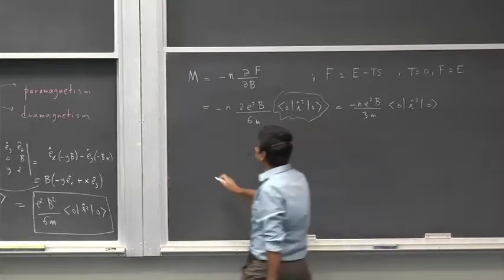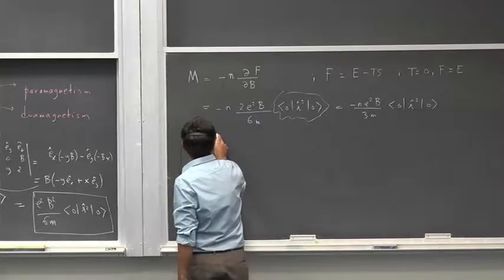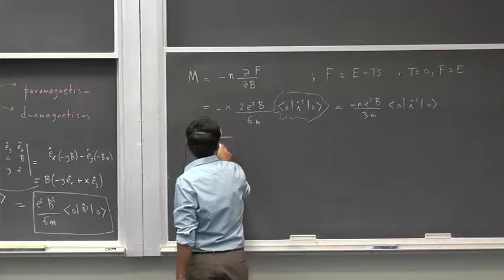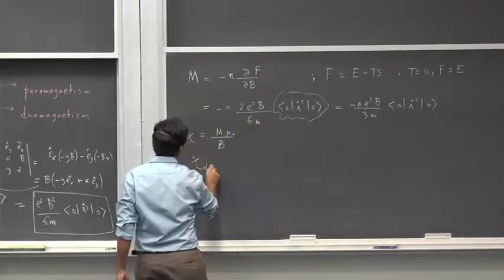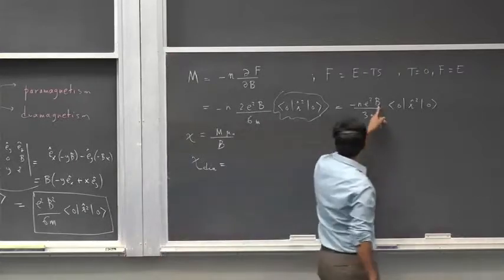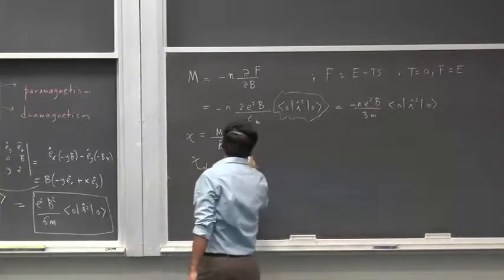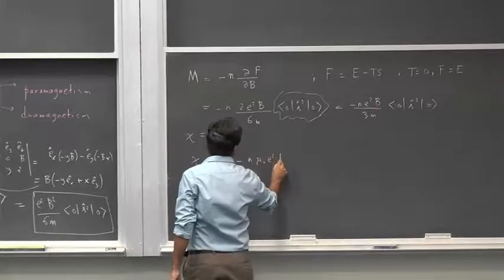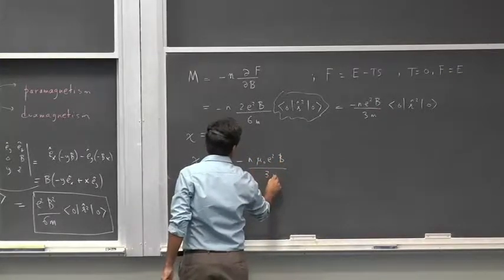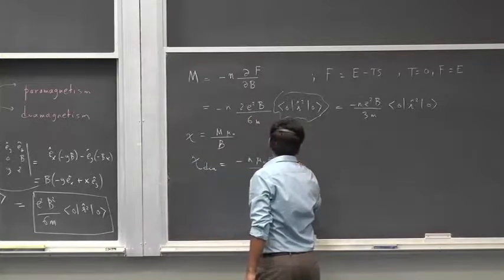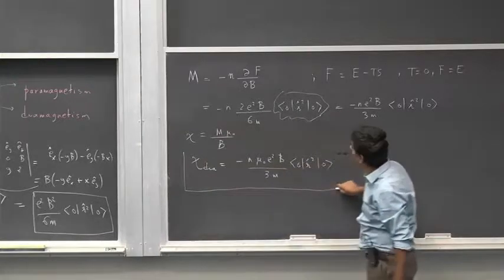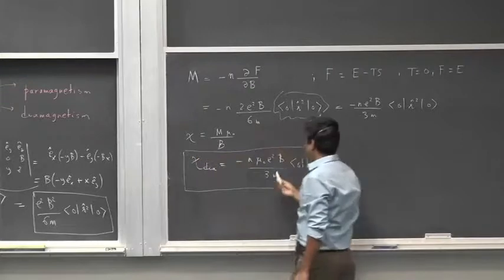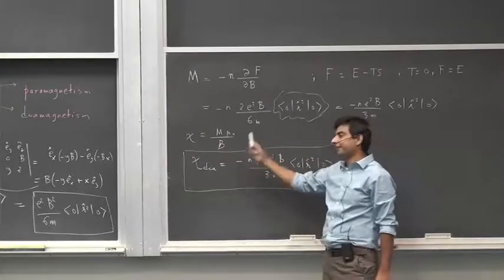And if I would like to calculate the susceptibility, it is given by M over H. H is B over mu naught, right? So the diamagnetic susceptibility is given by minus N mu naught e square over 3 times the mass of the electron, times the expectation value of r square. It is independent of temperature, weakly dependent on the magnetic field, with a negative sign.